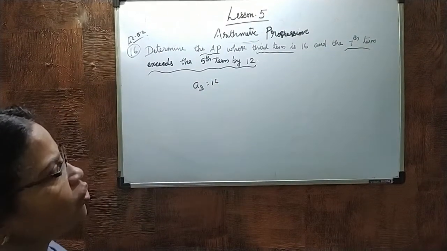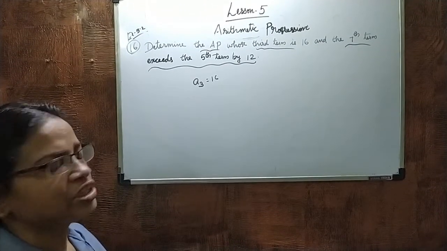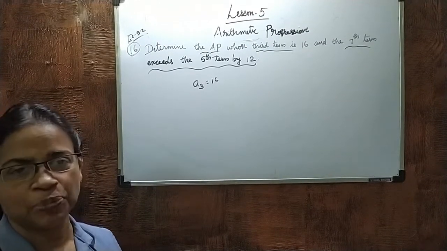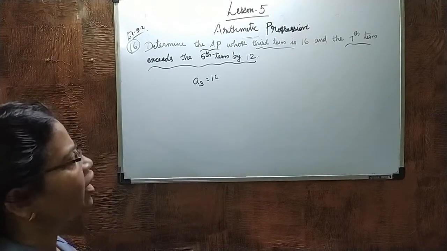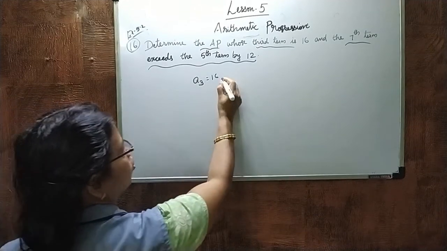Second, what they told you? The seventh term exceeds the fifth term by 12. And what you have to find out? You have to find out the AP. For the AP, what all things we want? We want A and D. So, for A and D, you have to find out the conditions. So, first condition is over now.